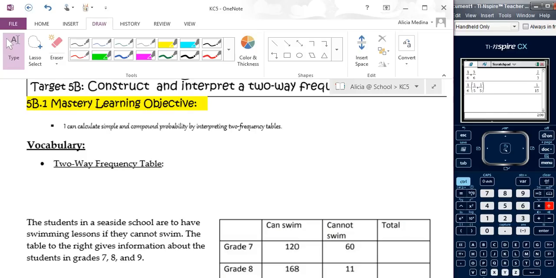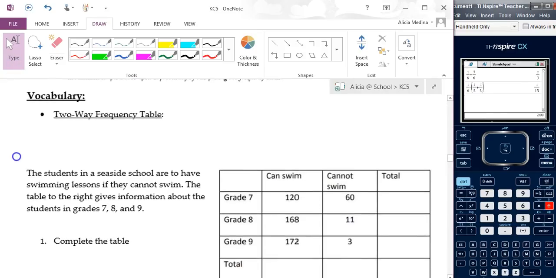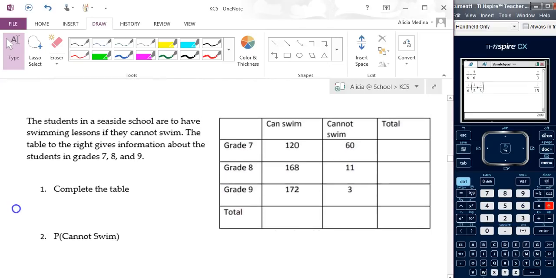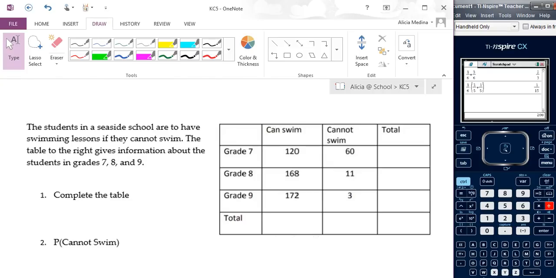So for example, looking at our first scenario here, it says that the students in a seaside school are to have swimming lessons if they cannot swim. The table to the right gives the information about the students in grades 7, 8, and 9. So as you can see, in a two-way frequency table, what are the categories? Well, I have different grade levels, 7, 8, and 9. And I'm also comparing the people that can swim and cannot swim.